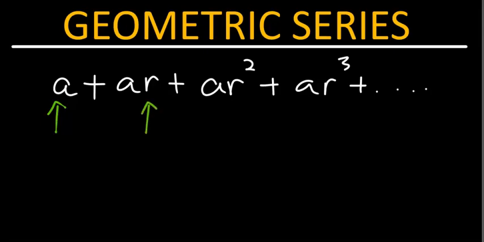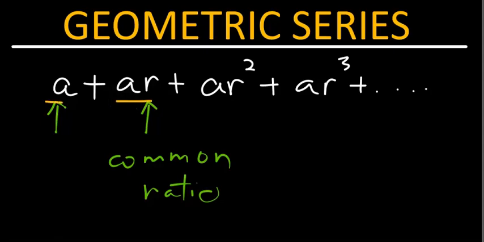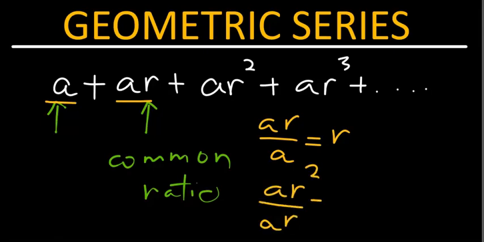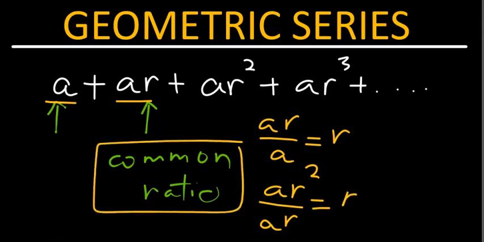r here is known as the common ratio of this geometric series. What do we mean by common ratio? If you take, say, term number 2 over term number 1, you get that common ratio. Likewise, if you take term number 3 over term number 2, you will still get the same common ratio. So for that reason, this r is known as the common ratio.